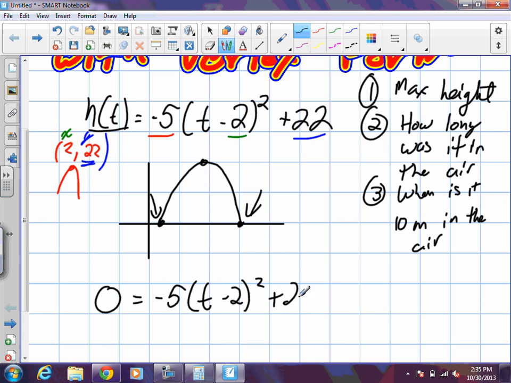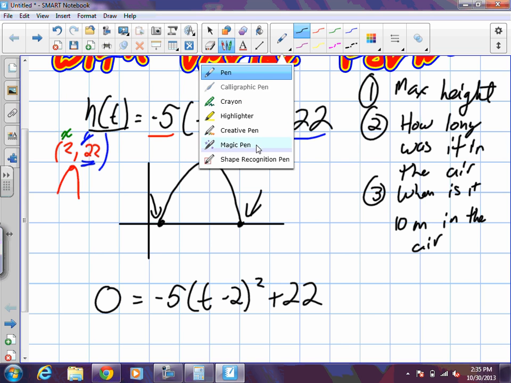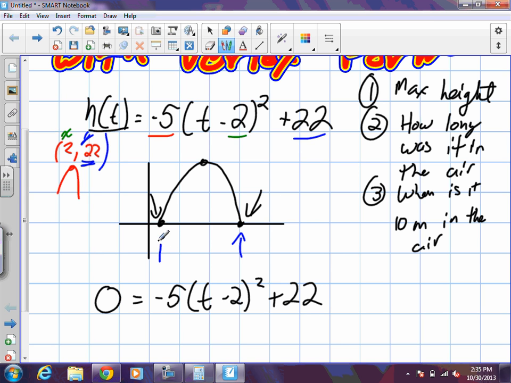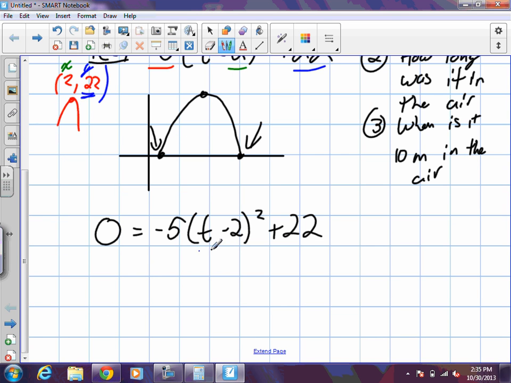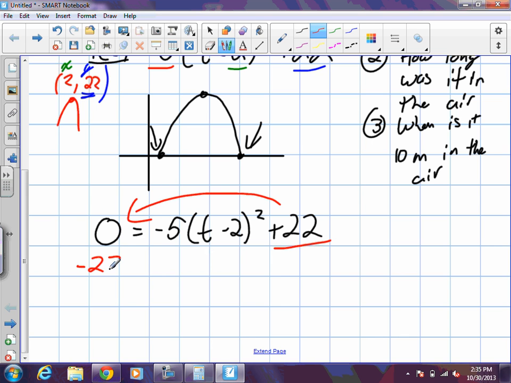Now, how can we find x-intercepts from standard form? Factor it, or what else did we learn in this chapter to do it? Quadratic equation, right? But because we're in vertex form, there's a different way we're going to go about doing this. We're going to isolate for t. Okay? And you're going to notice we'll get 2 answers again. To bring positive 22 over, what does it become? So we get negative 22 is equal to negative 5(t minus 2) squared.